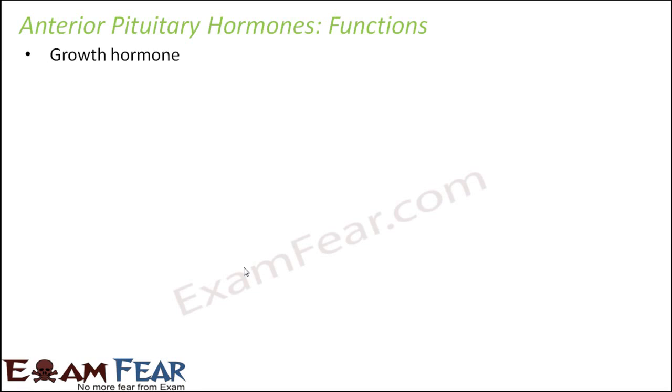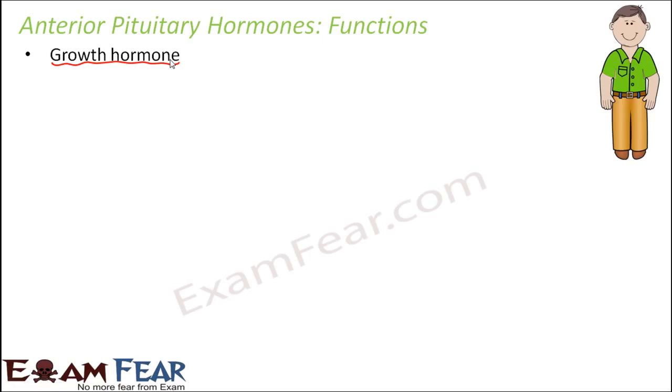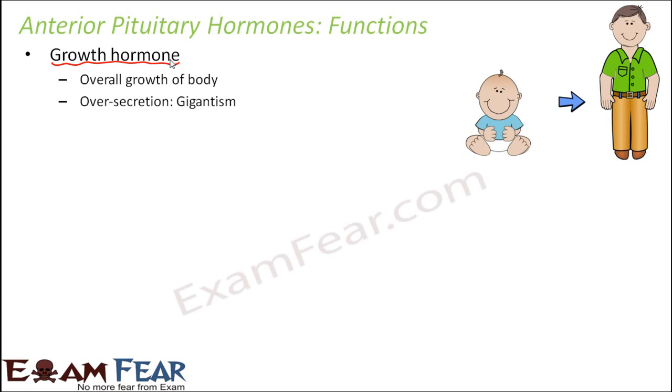So first we'll talk about the growth hormone. Very simple and straightforward, as the name itself tells, it is the hormone which helps the cells to grow. Basically it sends an instruction to all the cells of the body that it is time for them to grow. This is the hormone which helps you to grow from a small child to an adult. So this hormone is responsible for the overall growth of the body. However, this hormone has to be present in the right amount. If too much growth hormone is secreted, it can result in gigantism.